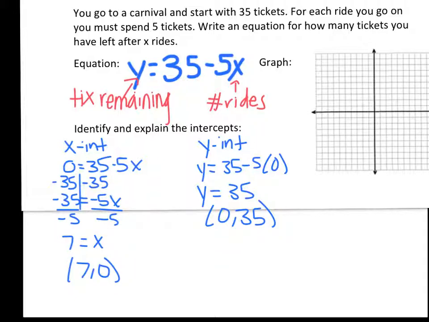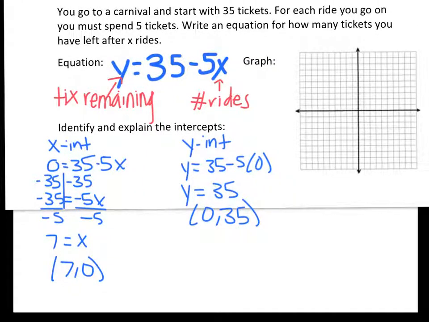Given this situation, we really only need quadrant 1 because we want to have a positive number of tickets and a positive number of rides. I'll label my axes with things that we defined our variables as. So my x-axis will be the number of rides, and my y-axis will be the tickets remaining. Then I need to choose a scale. In this case, I want my x to reach up to 7, and my y to reach up to 35. So for my x, I'm going to go by ones. For purposes of being able to fit it, I'm not writing every number, but every box is worth 1.